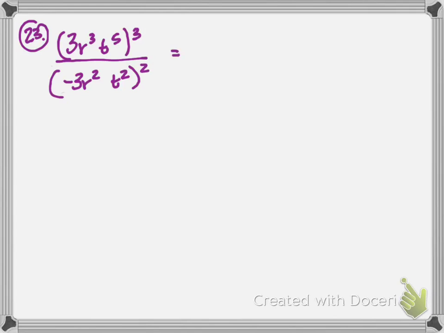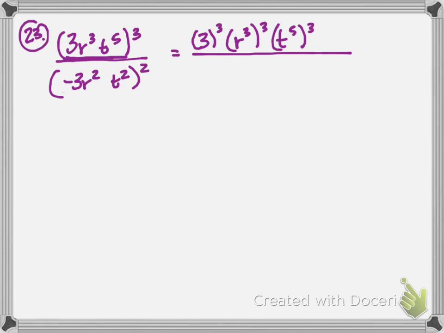So I'm going to clean up the top first, and the bottom, and then I can simplify. Everything in this top parenthesis is being cubed. So this is 3 cubed, r cubed, cubed, t to the 5th, cubed. On the bottom, we can do the same thing. Everything down here is squared. So this is negative 3 squared, r squared, squared, t squared, squared.